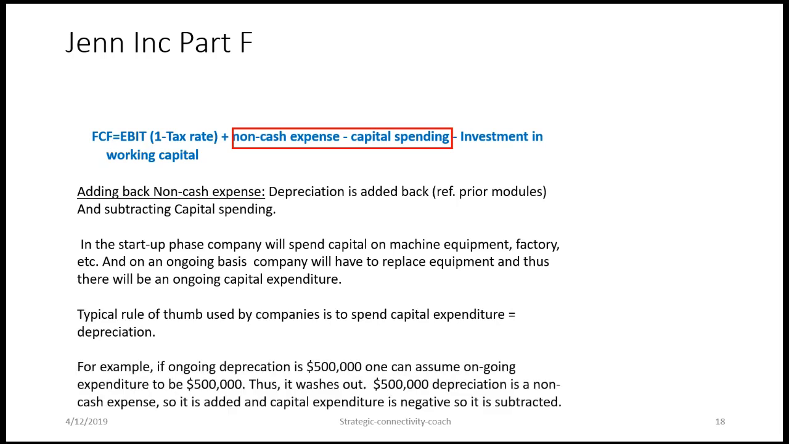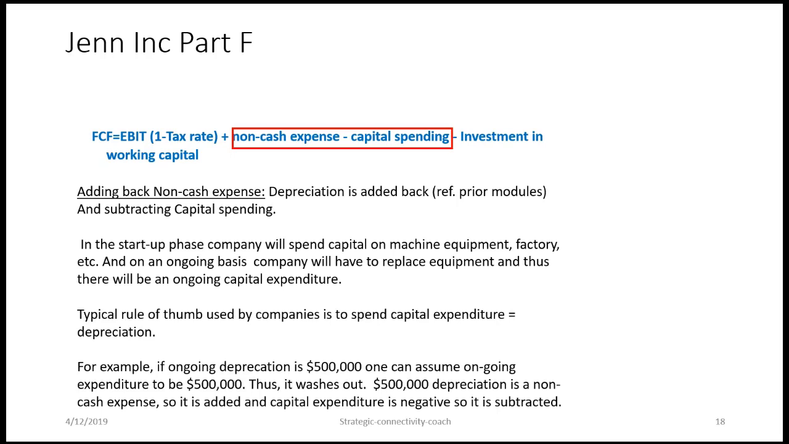So what does that mean? For example, if on an ongoing basis the depreciation is 500,000, one can assume that the capital expenditure will be 500,000. So thus this washes out. So the non-cash expense and capital spending in the formula above kind of washes out. And this rule of thumb is a good assumption to use. A lot of companies do that.